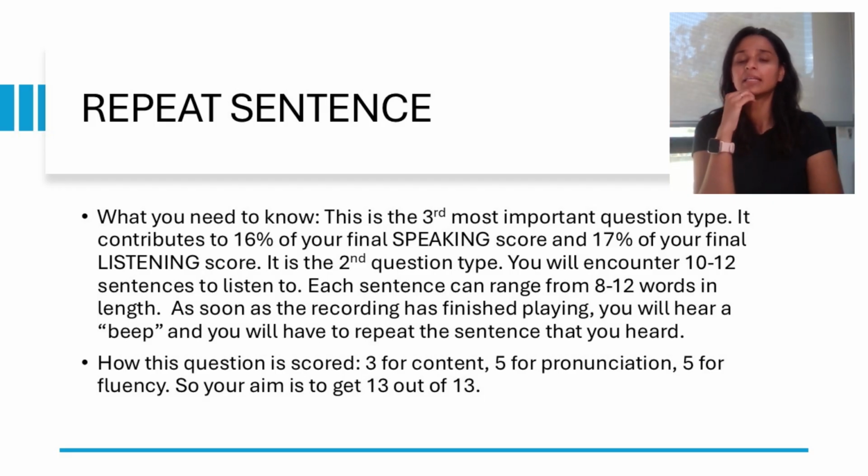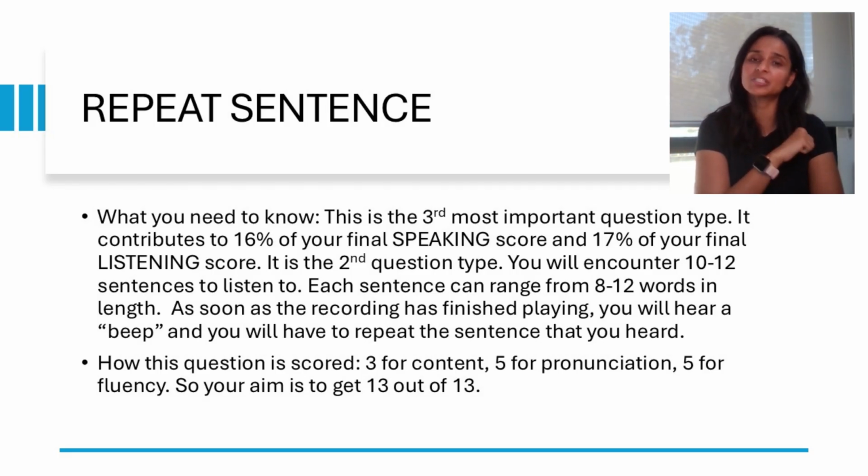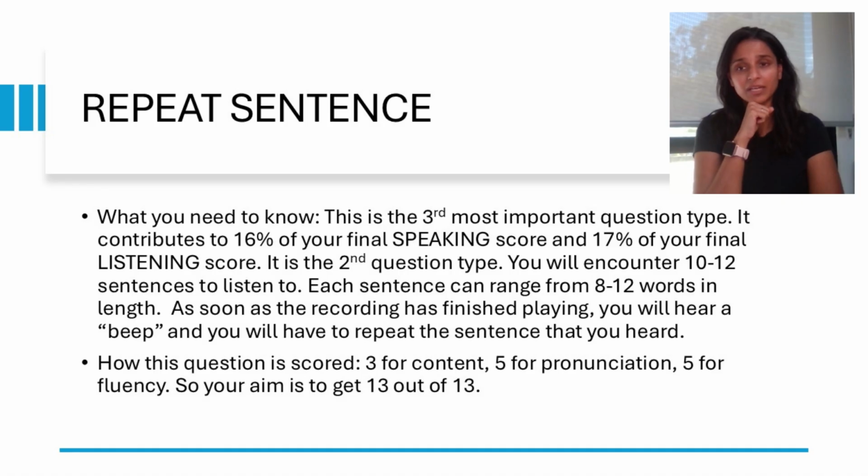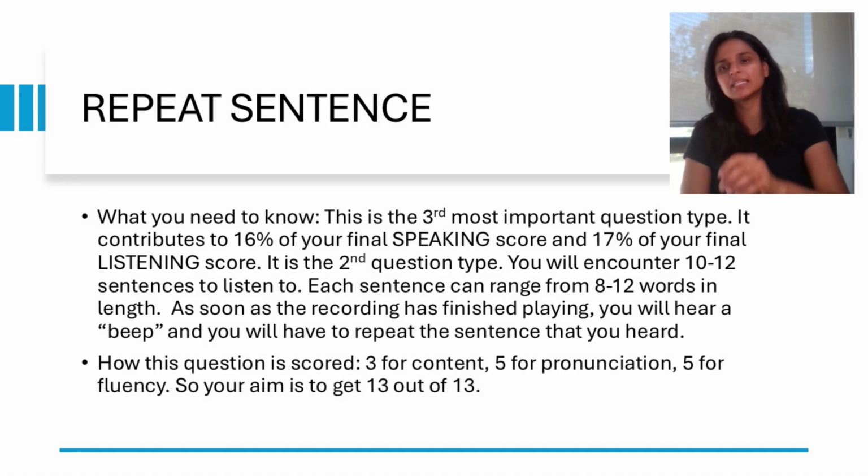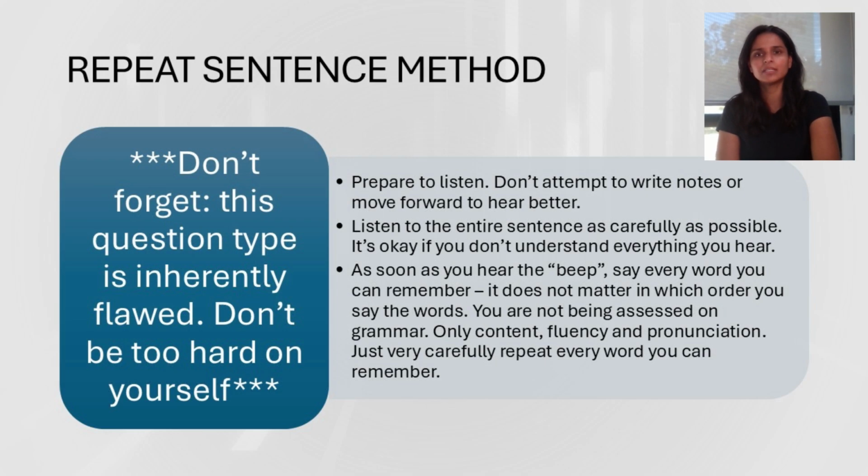Okay? This question is scored slightly differently. Instead of 6 for content, it's a 3. It's a 3-5-5. So 3 for content, 5 for pronunciation, and 5 for fluency. Okay? How do we get a high score? It's actually pretty difficult.